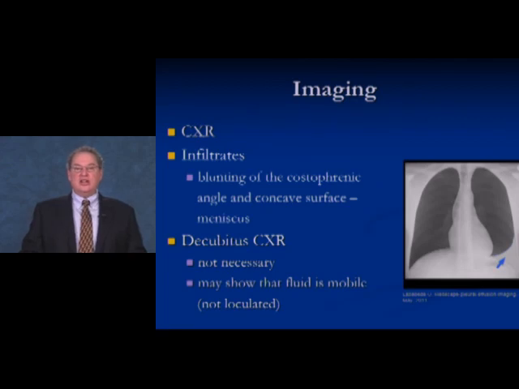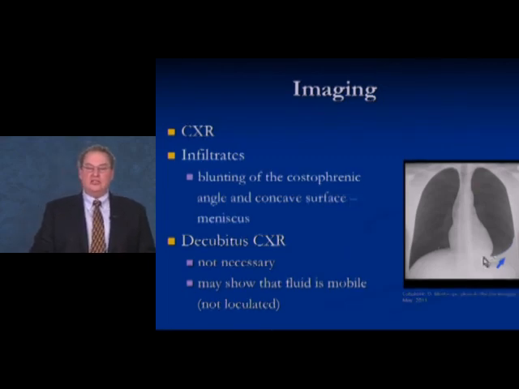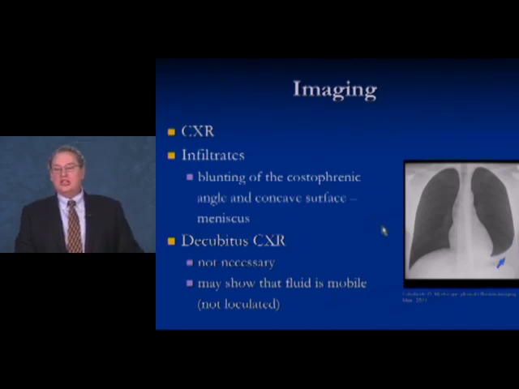Now the chest x-ray. We saw in this child the blunting of the chest wall, particularly on the left side. But here, just to show you, we're looking for the blunting of the costophrenic angle and the concave surface, or you get this meniscus formed. Decubitus films can be helpful to show that there's free-flowing fluid, but they're really not necessary.